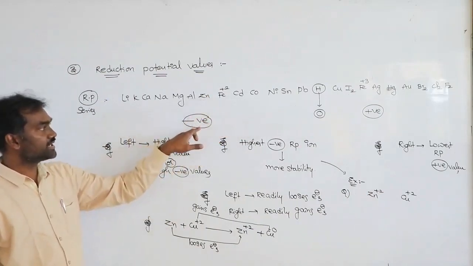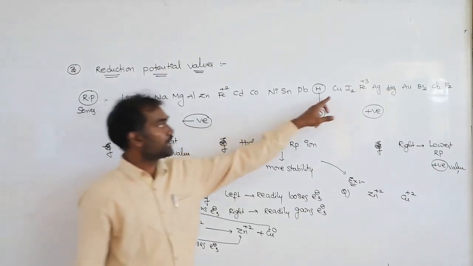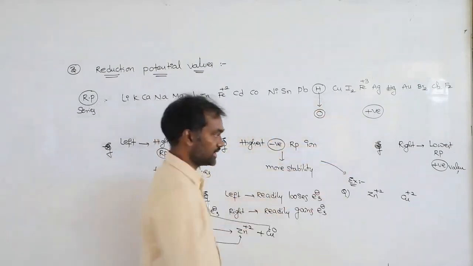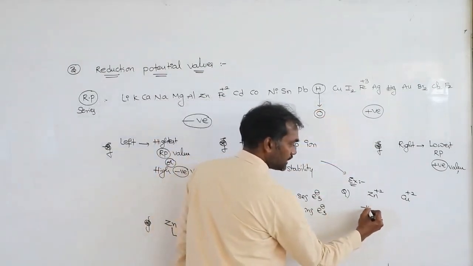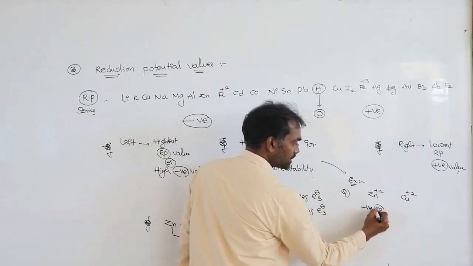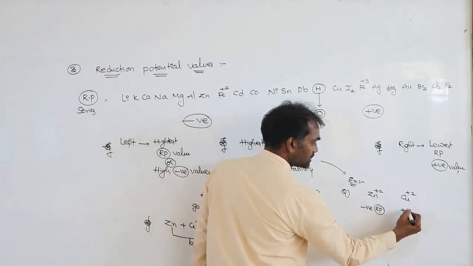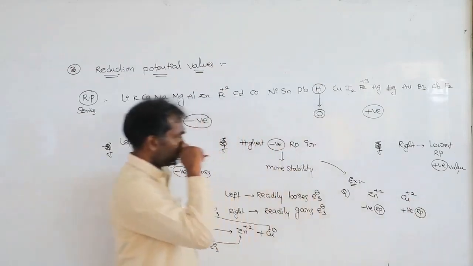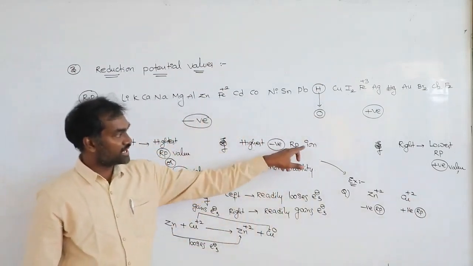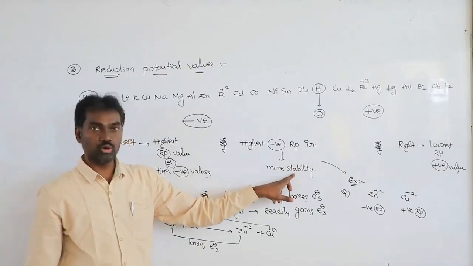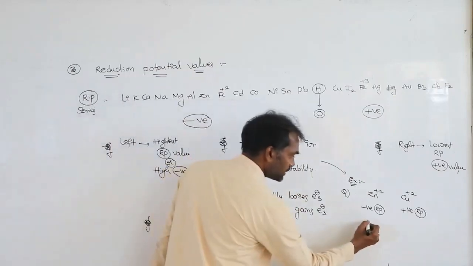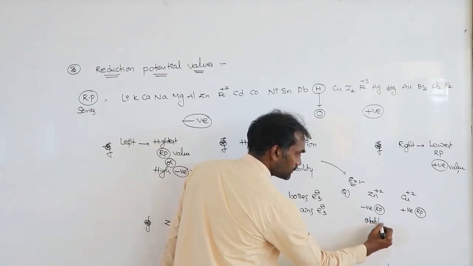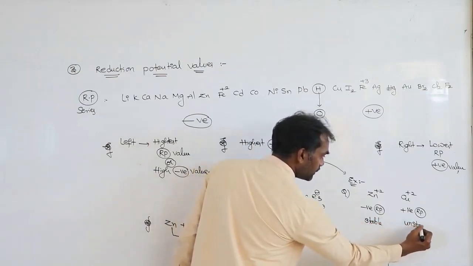Zinc has a negative reduction potential. Copper plus 2 has a positive reduction potential. The highest negative reduction potential ion has more stability. So that is why zinc is stable and copper is unstable.